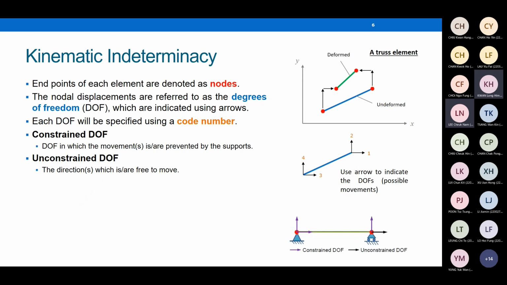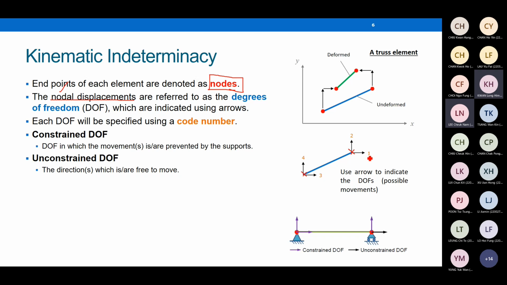At the beginning, we would like to introduce some terminology to help you understand the meaning. As mentioned right here, each member has 2 nodes. Generally, each member has 2 nodes, 2 ends, one on the left, one on the right. We call them nodes, which means ends of a member. And at each node, we have nodal displacement. Nodal means a node. The displacement at the nodes, we call that nodal displacement.